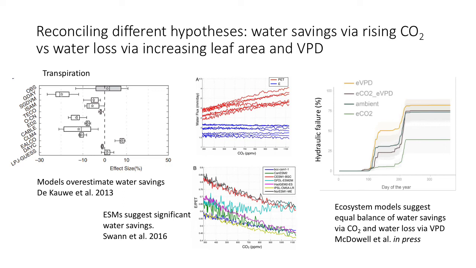The elevated VPD treatment is the yellow line, and of course, as expected, rising VPD caused an increasing likelihood of hydraulic failure. But notably, when you compare the elevated CO2 and elevated VPD scenario simulations to the ambient, those are the two middle lines, the differences are insignificant. This suggests that rising CO2 and rising VPD may balance each other in terms of their impacts on the likelihood of, in this case, mortality.